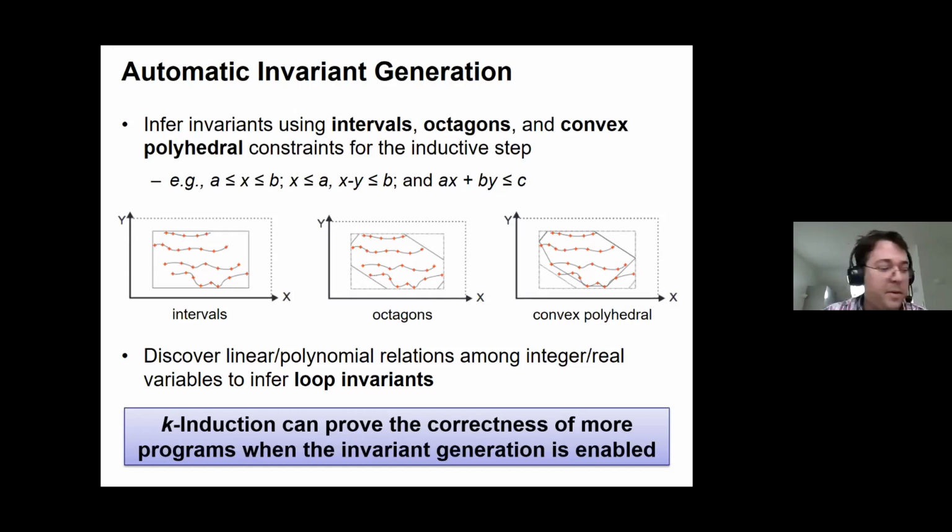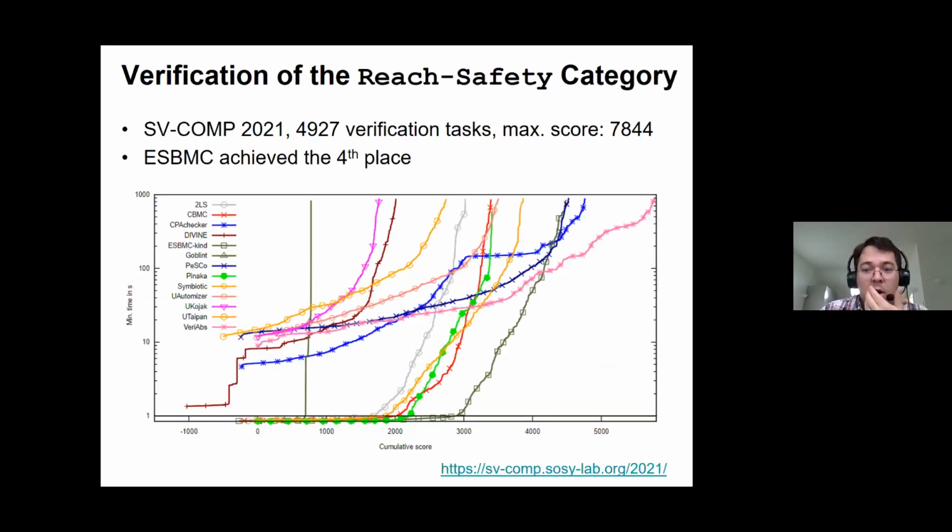Okay, that was our experience exploiting these techniques in that research area. So k-induction with invariant inference can prove many more programs when the invariant generation is enabled. Okay, good. So let me show you some results. Here we have SV-COMP, the software verification competition, which runs annually since 2012. So that's the result of the last edition, that was 2021. Right now, we are just preparing for SV-COMP 2022.